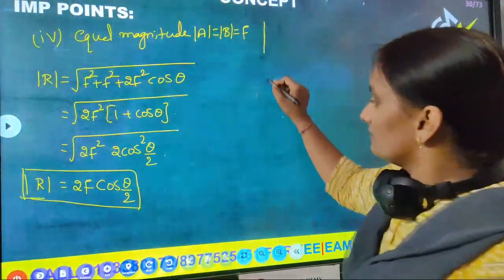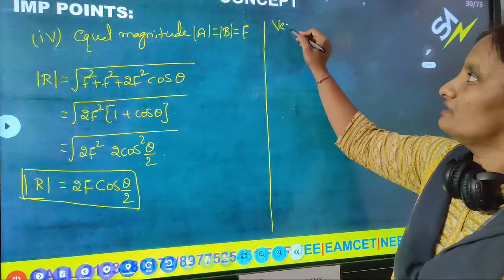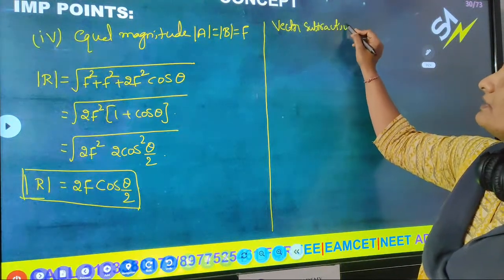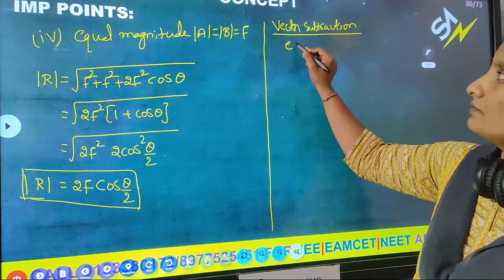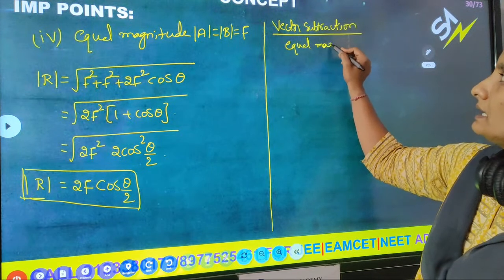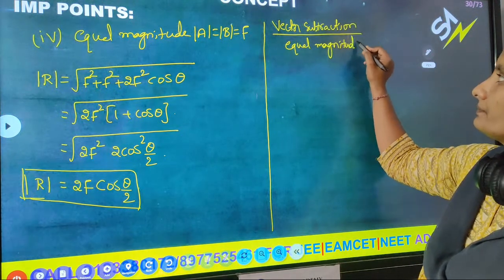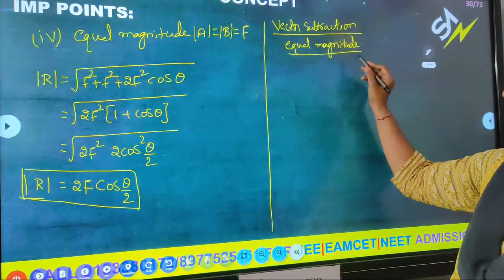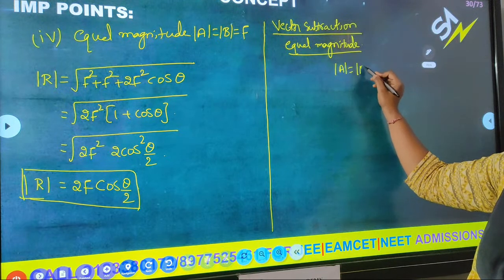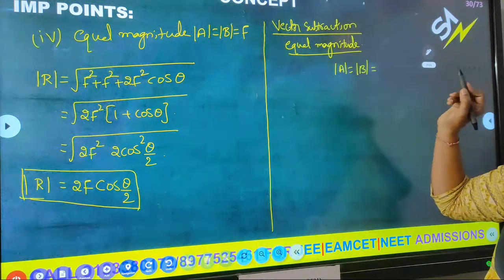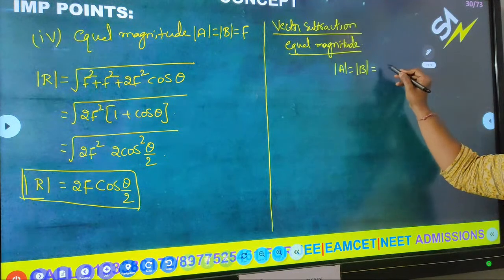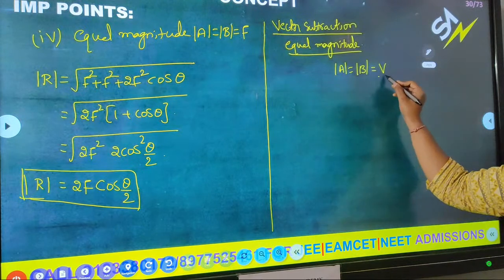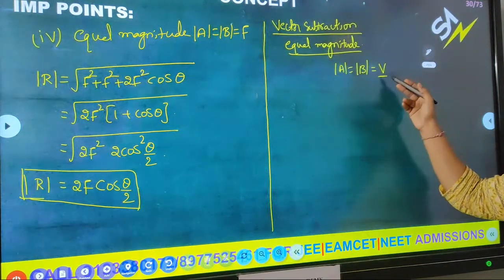And let us see about the vector subtraction of equal magnitude. We are given equal magnitude, which means magnitude of A is equal to magnitude of B is equal to, let us take one more vector quantity, that is V. V is the velocity here. Velocity is also a vector quantity.